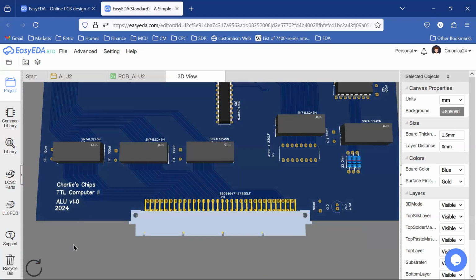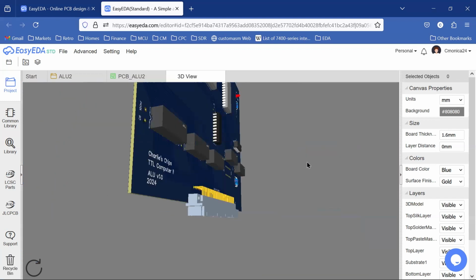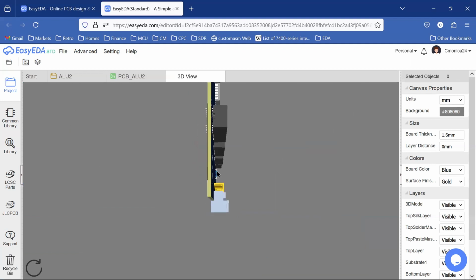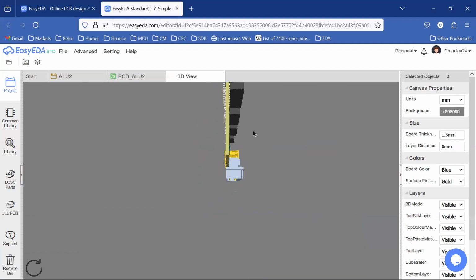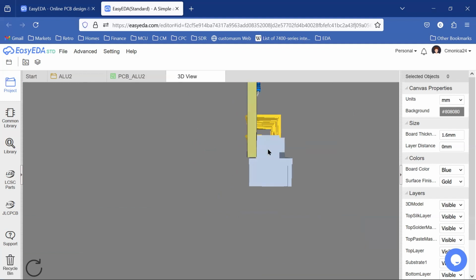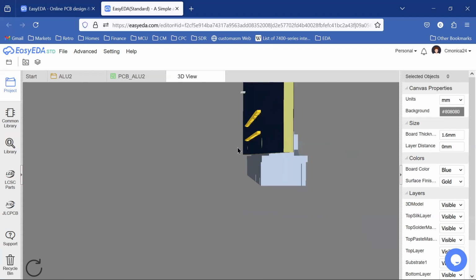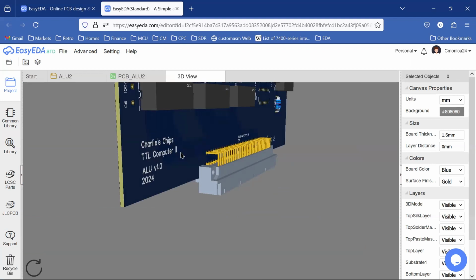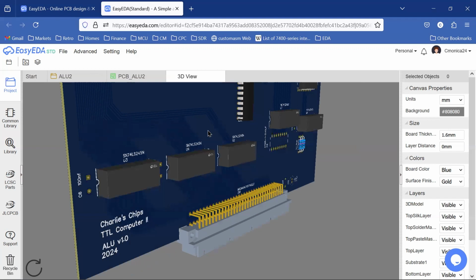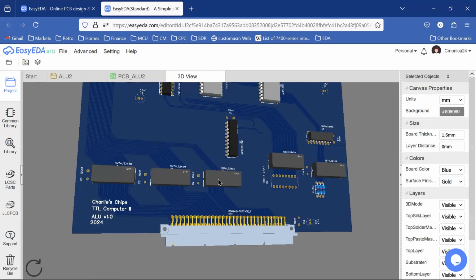Okay. And then we can check this out again. Get our card edge connector, right? Just to make sure we have a little bit of a gap there between the card and the board, so the tolerance isn't too tight. But that's it. So that looks good. And that's our card.